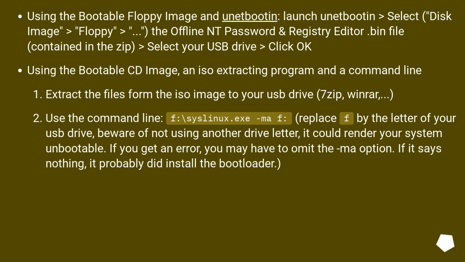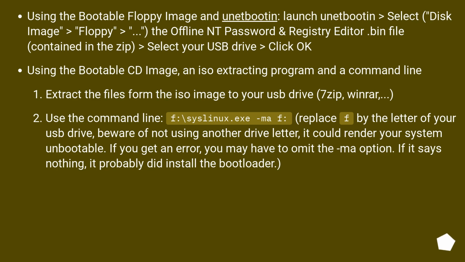Using the bootable floppy image and UNetbootin: launch UNetbootin > select Disk image > Floppy > the Offline NT Password & Registry Editor .bin file, contained in the zip > select your USB drive > click OK.